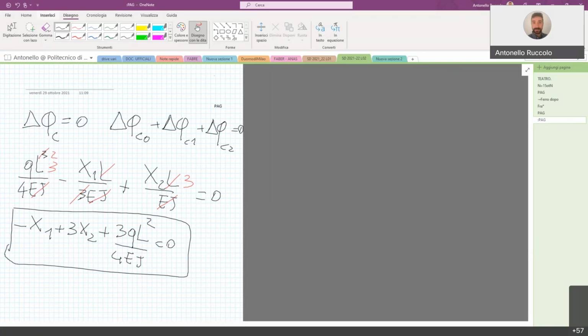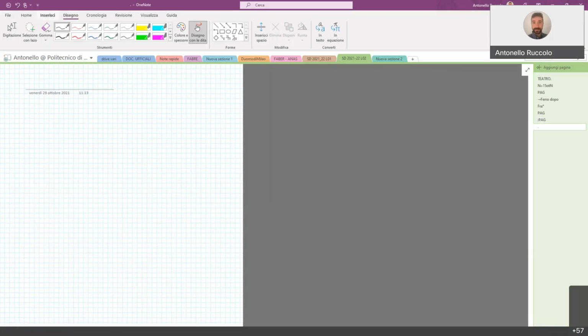So if we compute all the stuff, I skip the computation because it's quite boring, but you should check it out. And we have more interesting things to check. We end up with x1 equal to 3 over 10 QL to the power of 2, whereas x2 is obviously equal to 1/2 of that with negative sign.